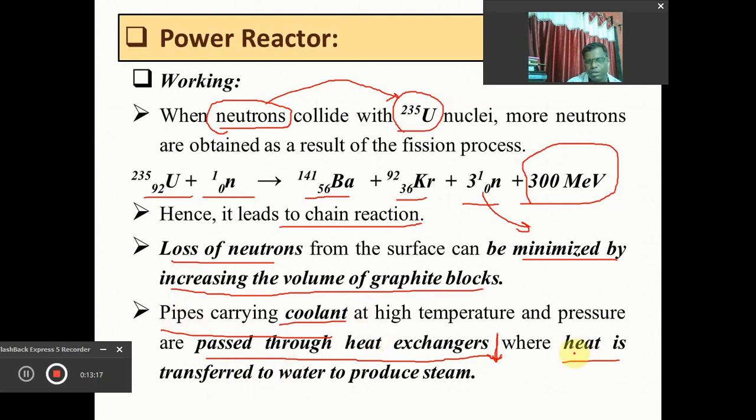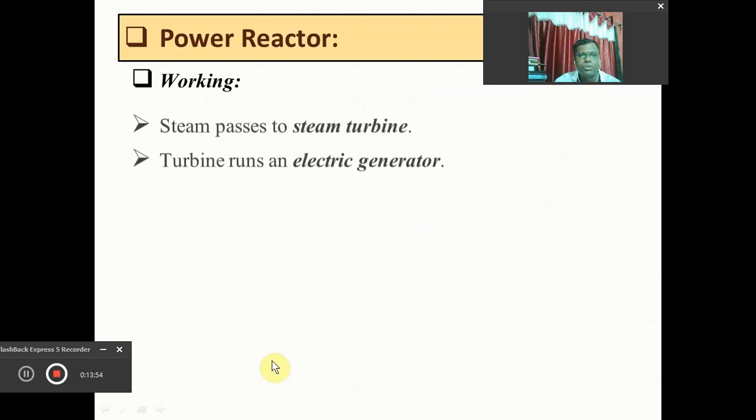So the temperature of this coolant, the water, will increase, and this heat is transferred to water, and this water will be converted into steam. This means that whatever energy is released in the nuclear fission is transferred to the coolant through this heat exchanger, and this coolant, particularly water, will be converted into steam. It means nuclear energy gets converted into steam of the water, and the steam will be used for the next purpose.